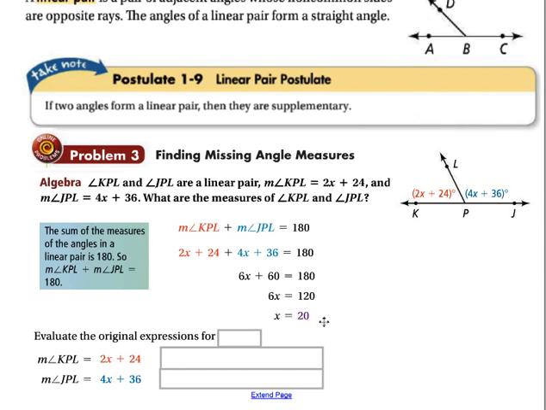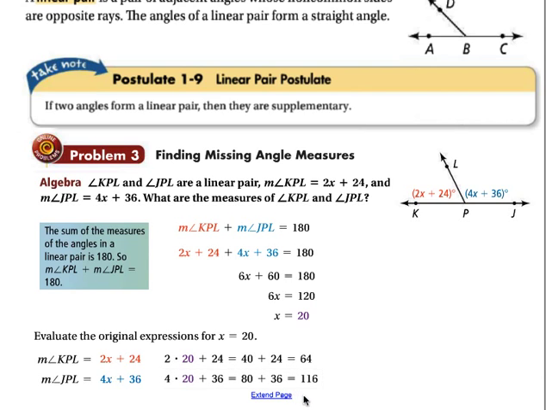And don't stop there. Once you find x, you have to plug it back into the expression. So for KPL, 2 times 20 plus 24 gives us 64. And JPL, 4 times 20 plus 36 gives us 116. If you add those two together, you should get 180 degrees. If you don't, then you've made a mathematical error, and you should go back and see if you can find where you went wrong.